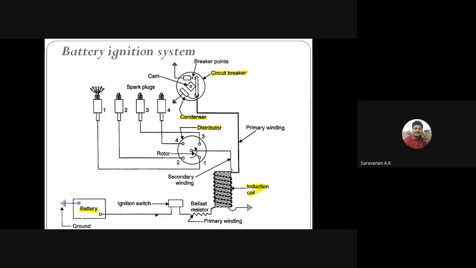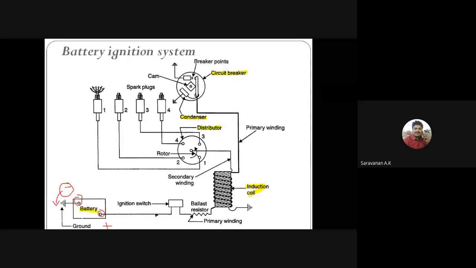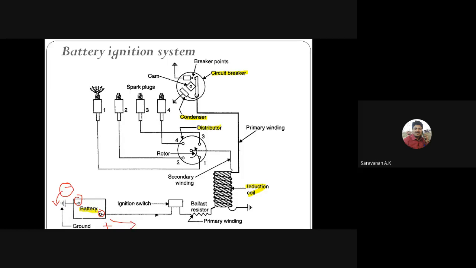Here you can see we have two terminals. The battery always has two terminals: one is the negative terminal and the other is the positive terminal. The negative terminal is connected to the ground, and the positive terminal is connected to the circuit. So you know what the battery is and what its function is.